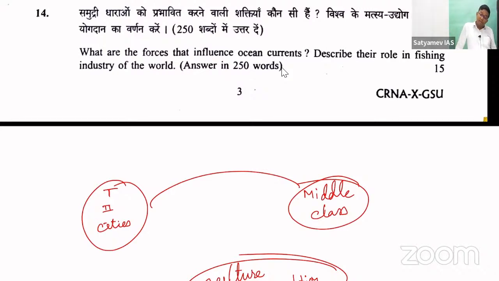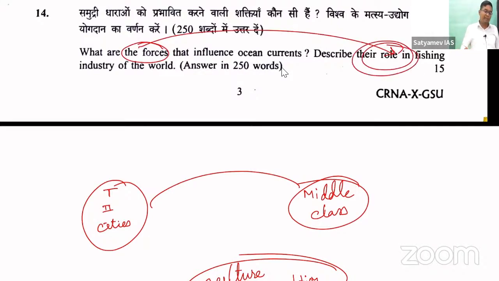So it is indicating towards what are the forces that influence the oceanic currents. You'll have to refer to these forces while indicating their role in the fishing industries of the world. So that is nothing but the currents are moving. That means some force is acting. All right.